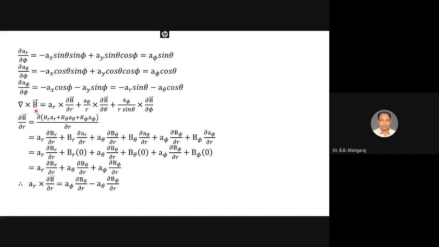Del cross B can be written like this: a_r cross del B by del r plus a_theta by r cross del B by del theta plus a_phi by r sin theta cross del B by del phi. Let us find out the first term, del B by del r. Then we'll make a cross product between a_r and del B by del r. Del B by del r is like this. We have already seen that it is expressed here.